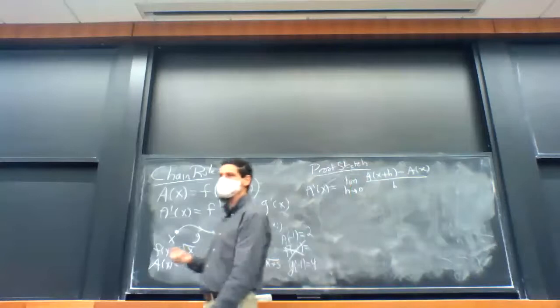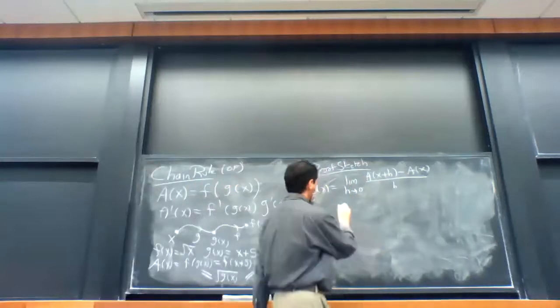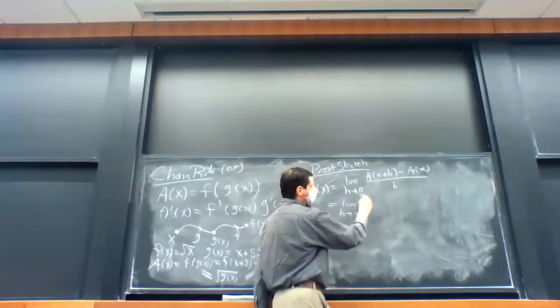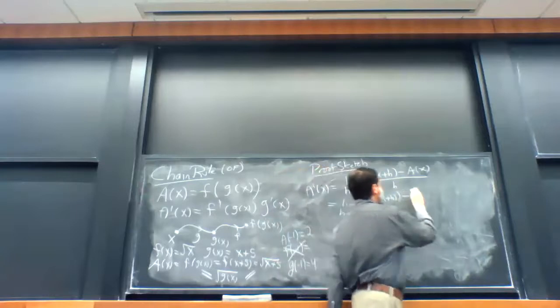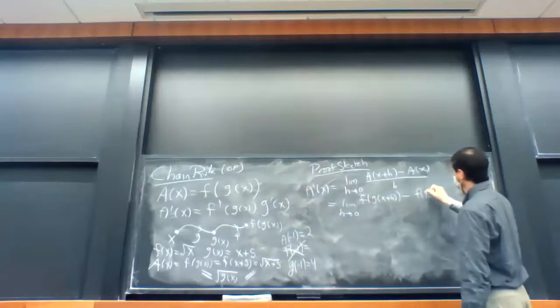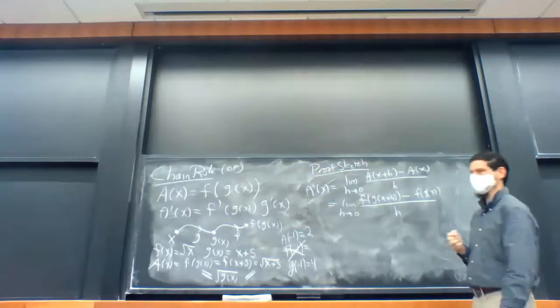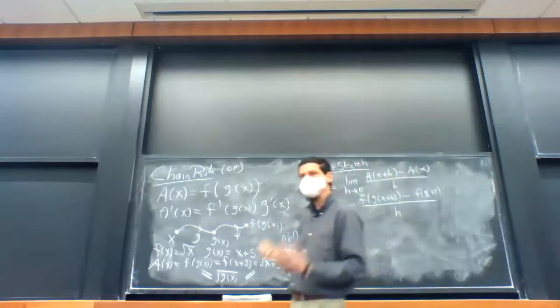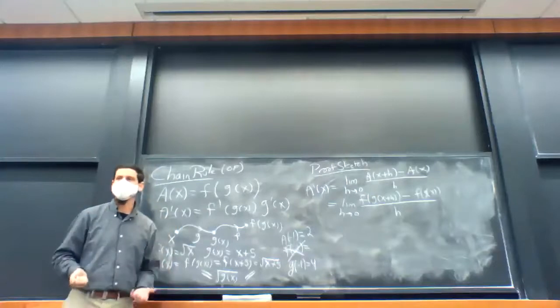Step 2 is that you just substitute what a is. a is just f of g of x. This is just the limit as h tends to 0 of f of g of x plus h minus f of g of x over h. All right, so this is the start of the proof. So far, we're just following our noses, doing everything standard.